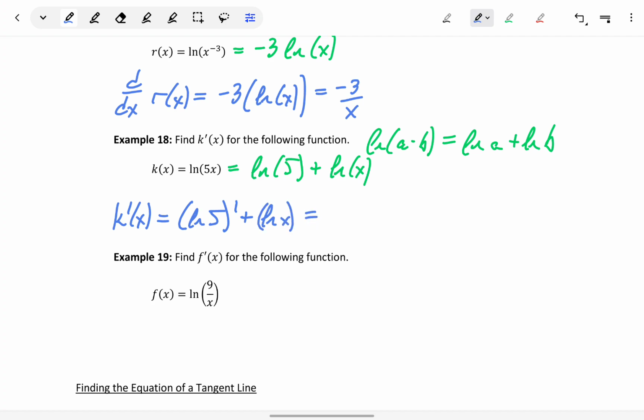The natural log of 5 is just a number. You could plug that into a calculator to check, but there's no variable component there. So this is just a number. That's going to go to 0. Plus the derivative of the natural log of x, which is 1 over x. So our derivative function in this case is 1 over x.